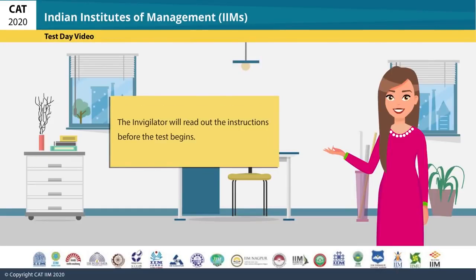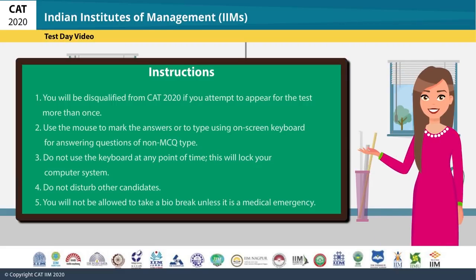The invigilator will read out the instructions before the test begins. You will be disqualified from CAT 2020 if you attempt to appear for the test more than once. Use the mouse to mark the answers, or to type using the on-screen keyboard for answering questions of non-MCQ type. Do not use the keyboard at any point of time. This will lock your computer system. Do not disturb other candidates. You will not be allowed to take a bio break unless it is a medical emergency.